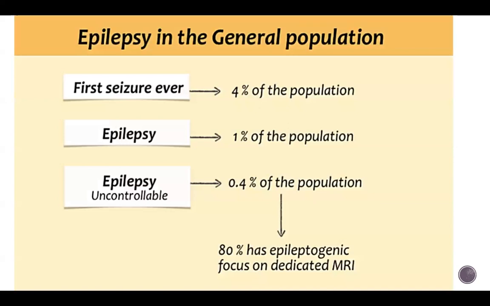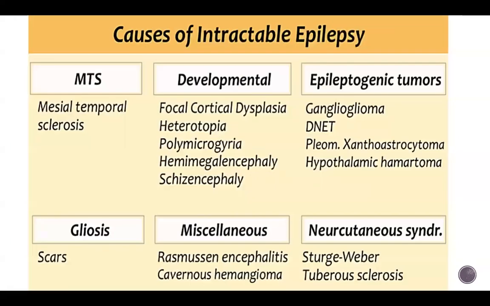So just a general overview of epilepsy. In general population, the first ever seizure is seen in about 4% of the population. Epilepsy is seen in about 1% of the population, and epilepsy which is uncontrollable is seen in less than 1% of the population. Of these, about 80% have epileptogenic focus on dedicated MRI. The causes of intractable epilepsy are many, and one of the most important ones is mesial temporal sclerosis.